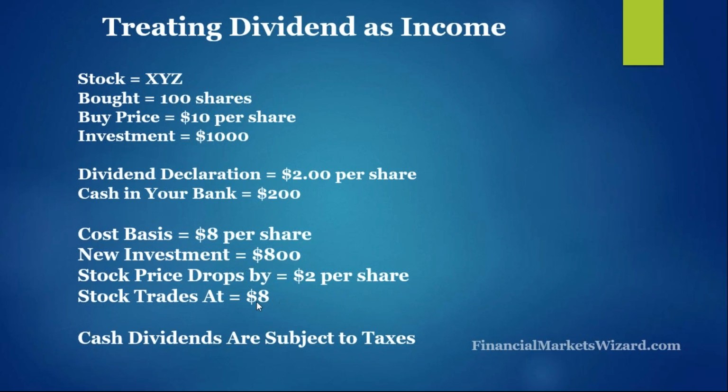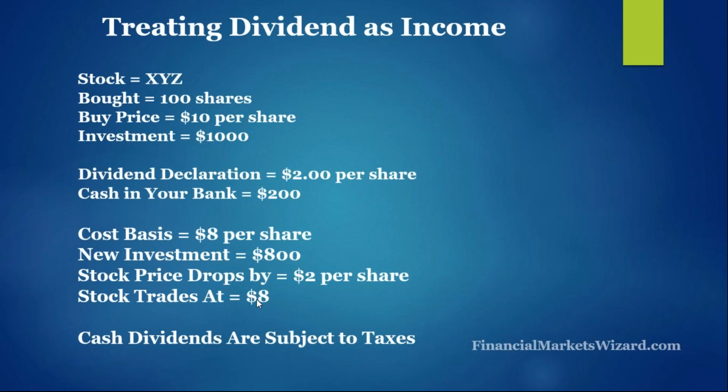So a stock can be trading at $8. Let's say tomorrow is the ex-dividend date. You bought the stock today just before close and it was trading at 10. You got a $2 per share dividend, but tomorrow the stock is trading at $8. So in other words, you didn't gain anything. Your investment is the same, and you have to pay taxes on the cash dividends.